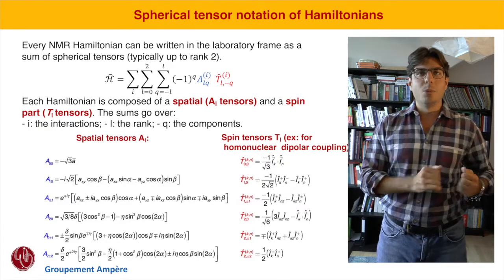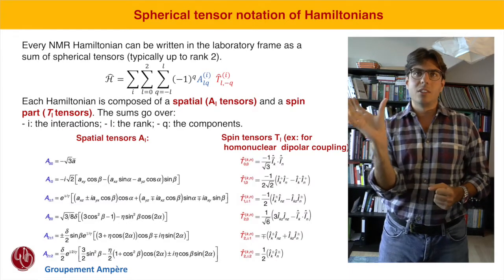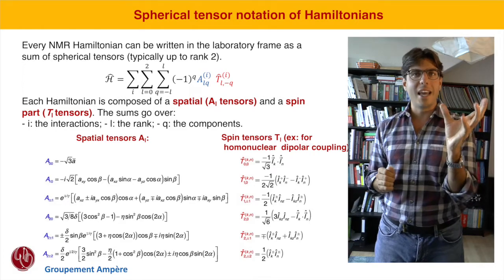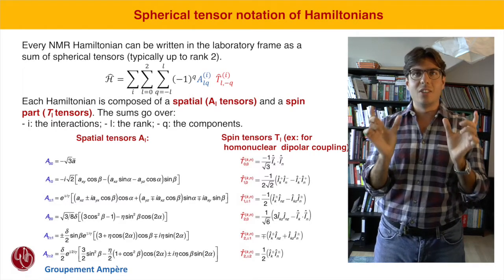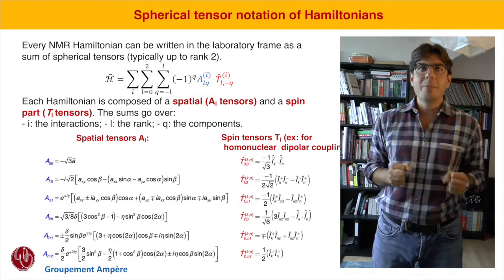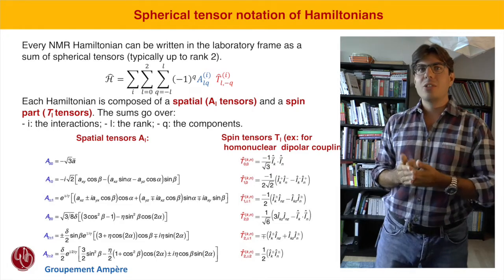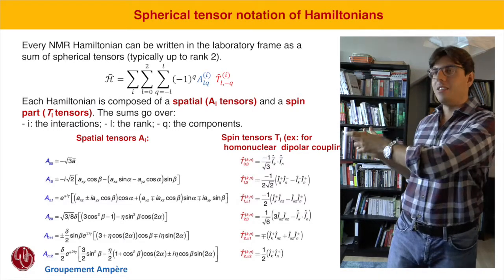If we have sample rotation, if we have RF irradiation, then RF irradiation will only act on the spin part, while sample rotation will only act on our spatial part. So it's very convenient to divide these two in the general formula for our Hamiltonians. Now comes the somewhat overwhelming part of these formulas, where we ask: how do these spherical tensors actually look like?